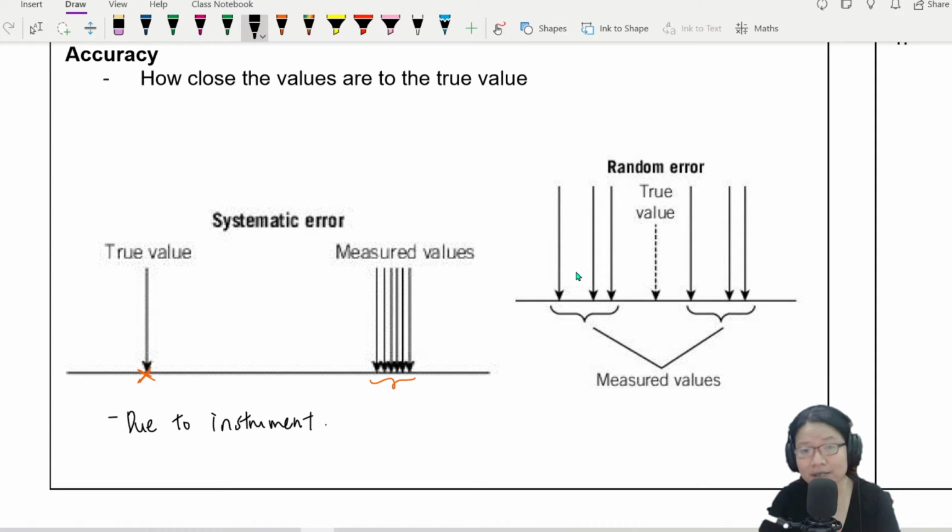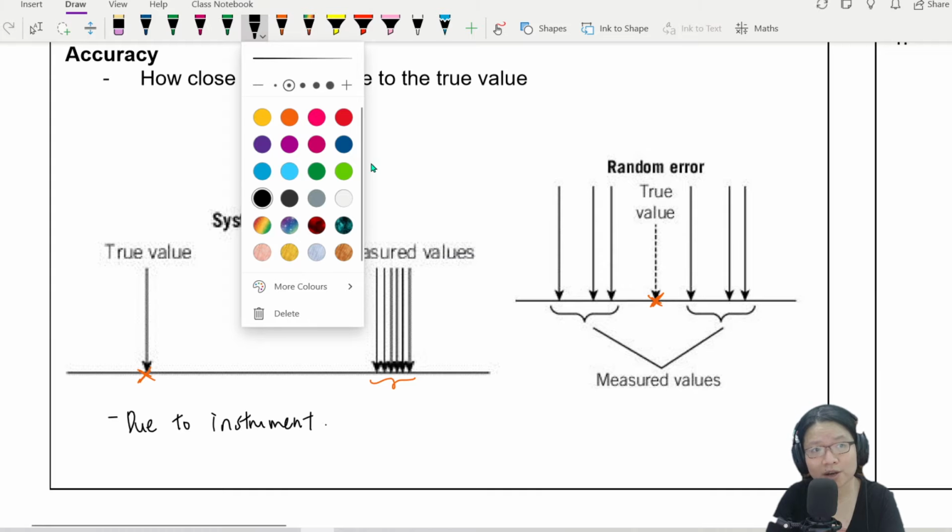Okay, this one is random error. The true value, the orange, is here, but the measured values are all over the place. Can be here, can be here. So this one is normally due to human error.